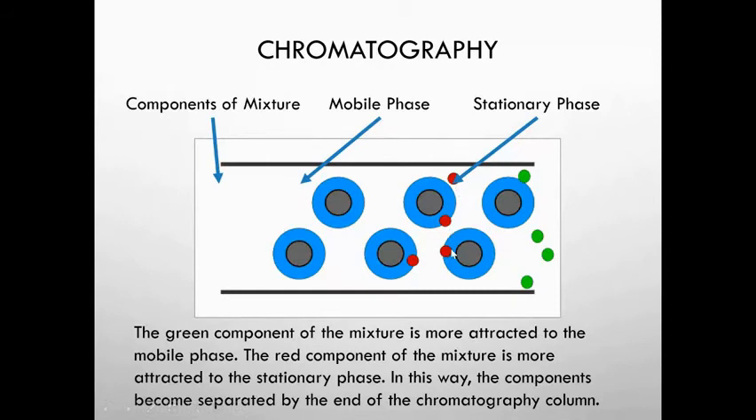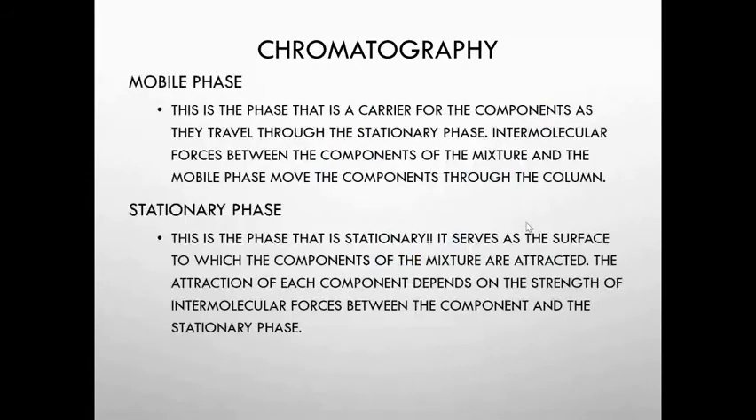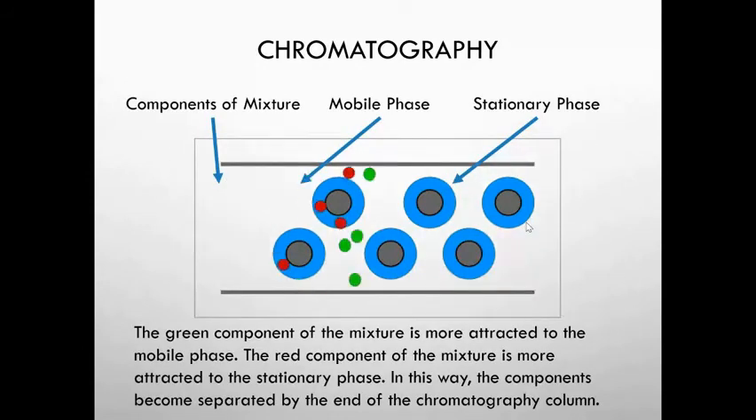But notice the red dots got kind of hung up. And that's because they were more attracted to the blue and black stationary phase, and the green dots were more attracted to the mobile phase. I'm going to restart this animation one more time, and you can see it in action again. So the mobile phase moves left to right, carrying the green and red dots, but the red dots are more attracted to the stationary phase than the green dots are, meaning the green component gets carried out first at the end of this chromatography. The red dots will come out later.